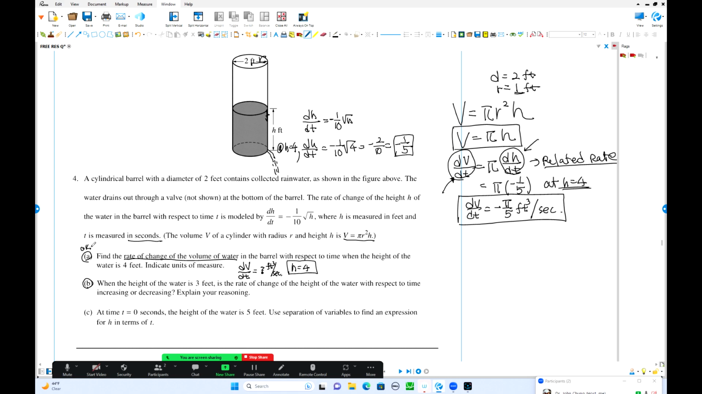So when h equals 3 at this moment, we're talking about dh/dt. This is the rate of change, not only h. Is this quantity increasing or decreasing? Two choices: increasing or decreasing.